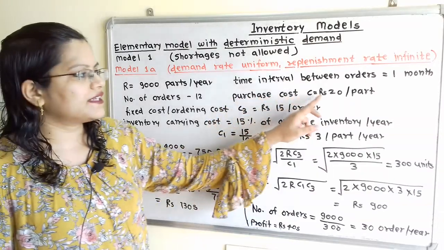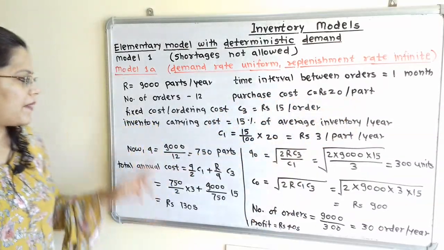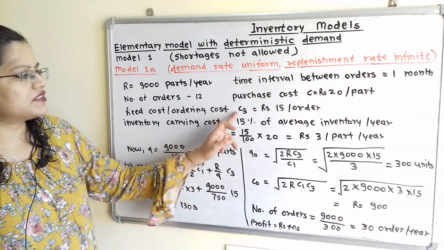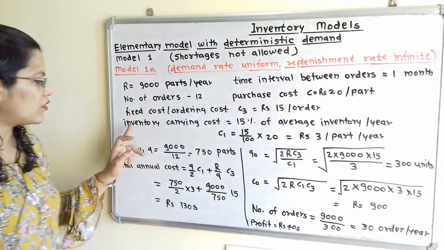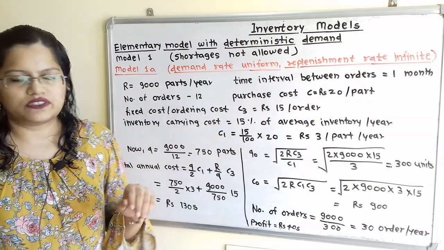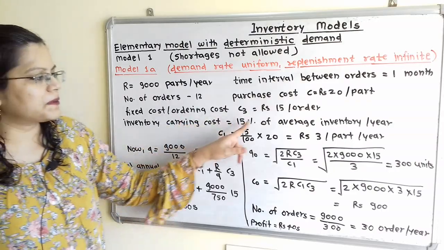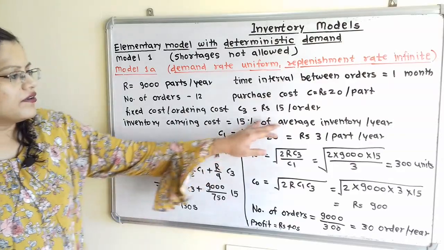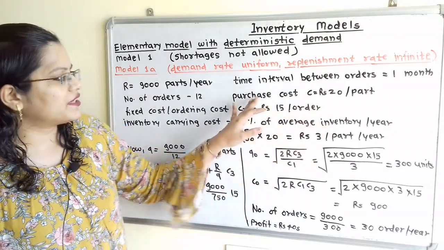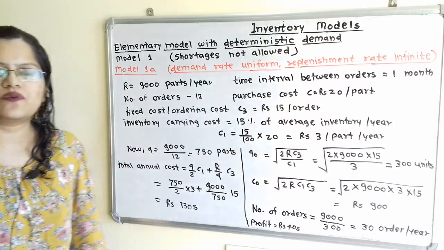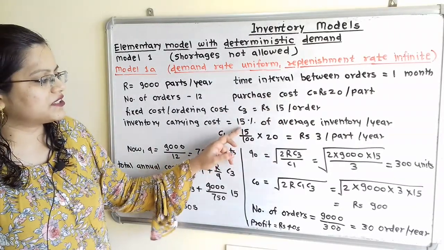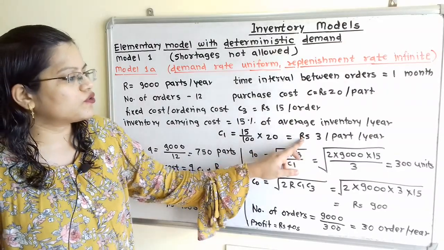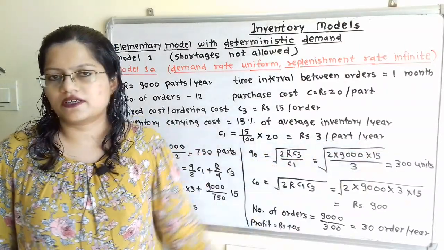Purchase cost C is ₹20 per part. Fixed cost or ordering cost C₃ is ₹15 per order. Inventory carrying cost is 15% of average inventory. Here for this average inventory, purchase cost is mentioned, so we have to take 15%, that is 15 by 100 into 20, which is equal to ₹3 per part per year.